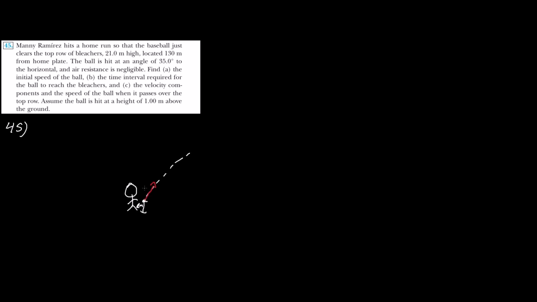The ball is going to be hit at some initial velocity v naught at the angle of theta naught. V naught we don't know, and theta naught is 35 degrees. The baseball is going to hit the bleachers, which is at 21 meters height, so I'm just going to call that H. H is going to be 21 meters. I like to use variables, guys. That just makes it easier for me.